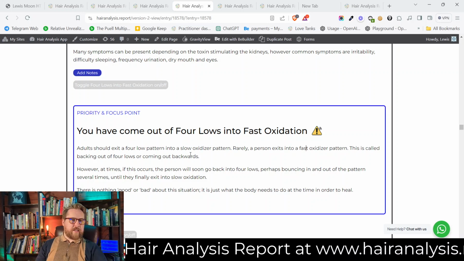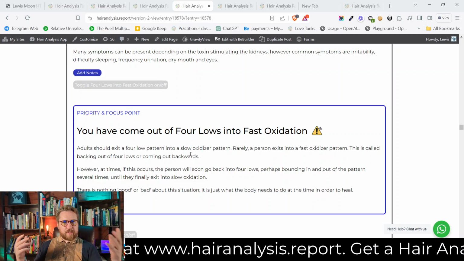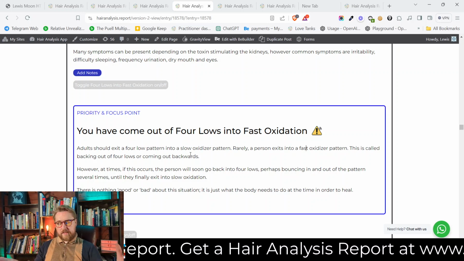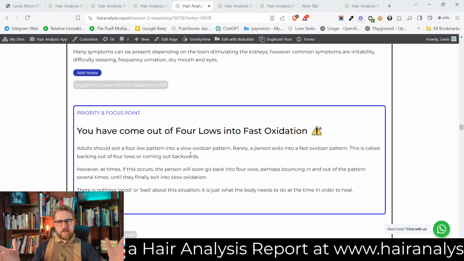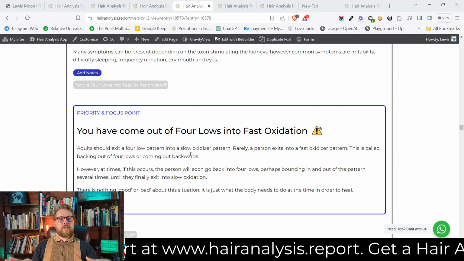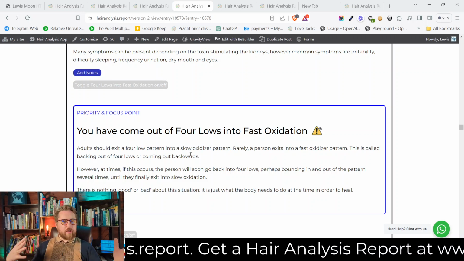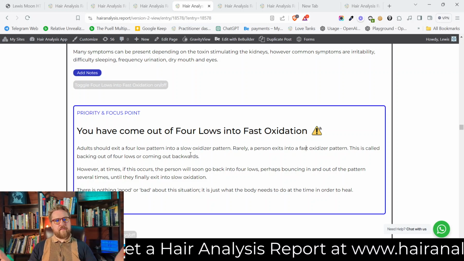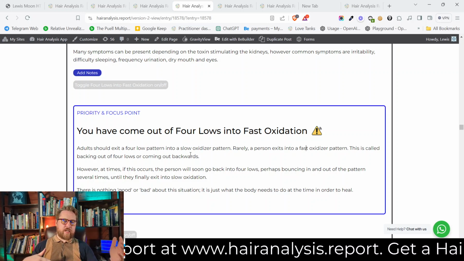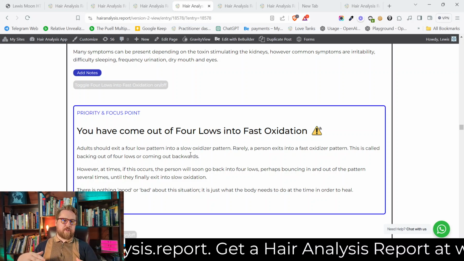Why are we not seeing that here? Well, the reason is that when an adult comes out of four lows into fast oxidation, the experience from hundreds of thousands of hair analysis tests is that they will generally go back into a four lows pattern. I don't know all the ins and outs and the reasons why, that's just a fact. So if you see a client come out of four lows into fast oxidation, there's a very, very high likelihood that they will go into four lows again.